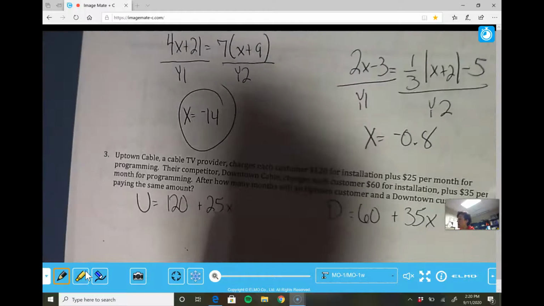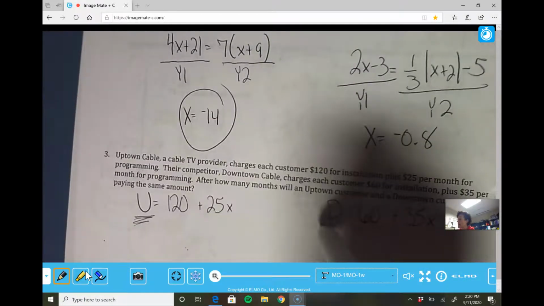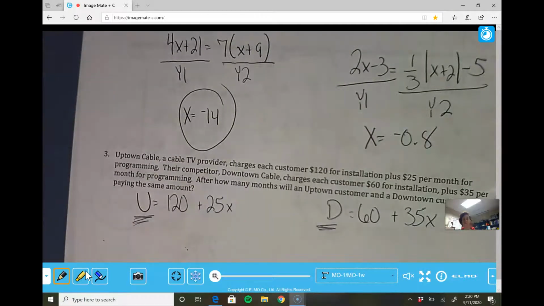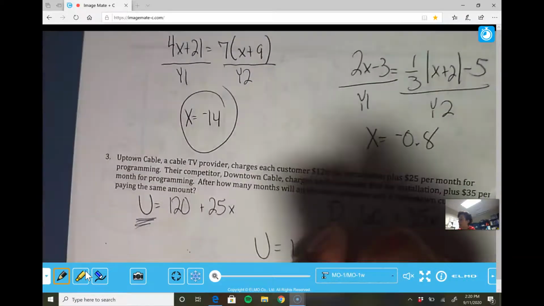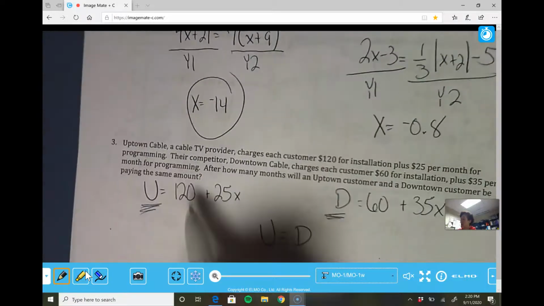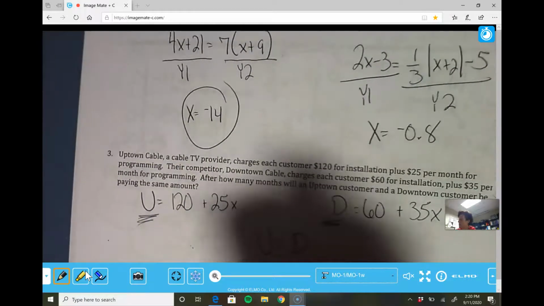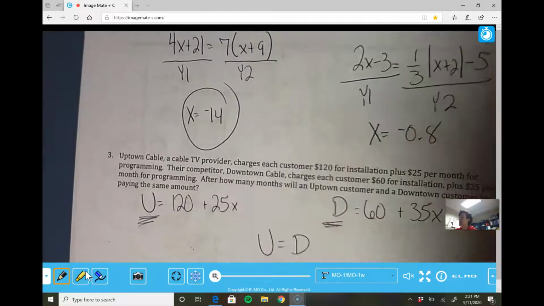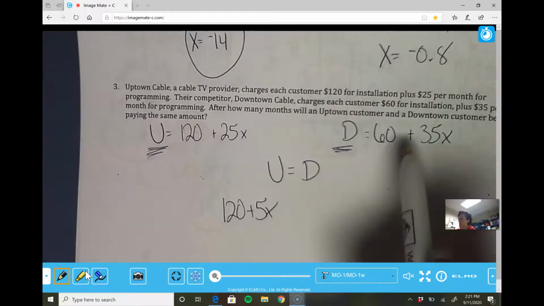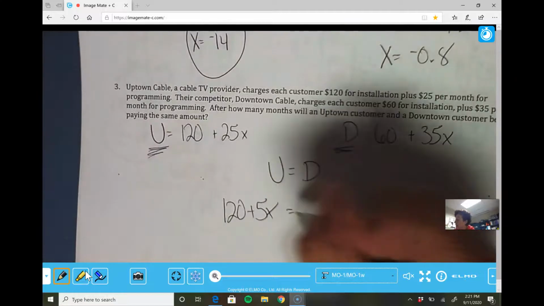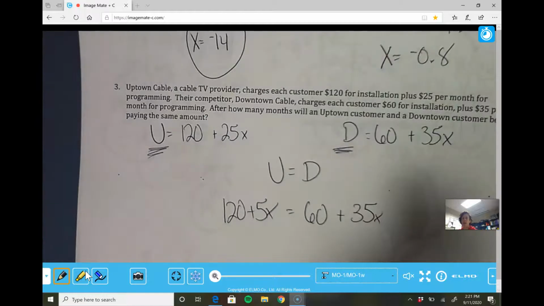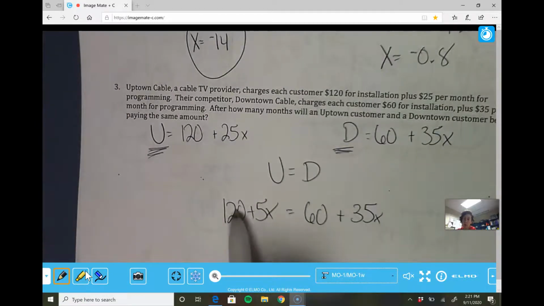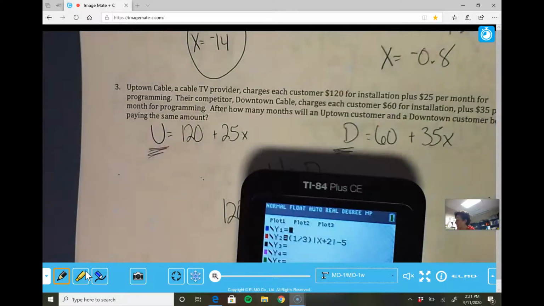And what I want to know is, when will this bill and this bill be the same? When will they equal each other? So I want to know, when will Uptown's bill equal Downtown's bill? And now I'm just going to swap this out for U. And I know you can't see that, sorry. And I'm going to swap this out for D. And again, it's totally fine to just solve for x on paper. You know, move the 5x over, move the 60. It's actually much faster. But I am going to show you on the calculator.